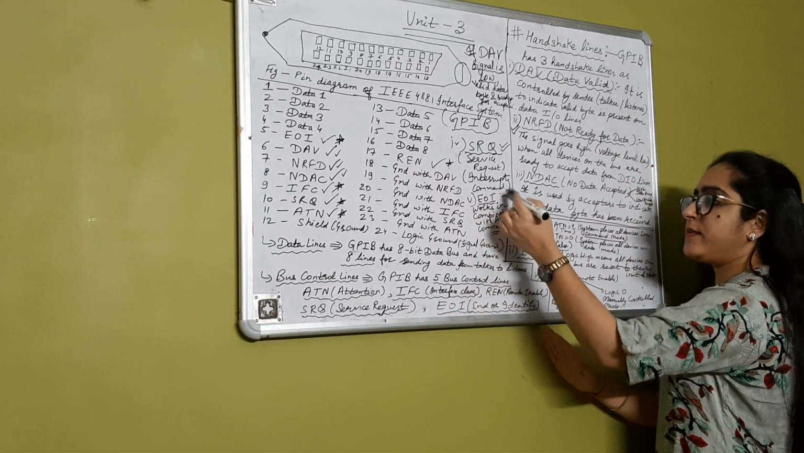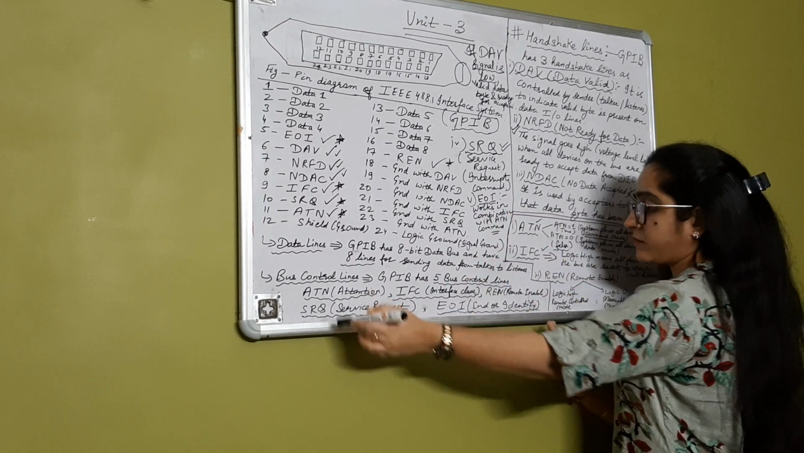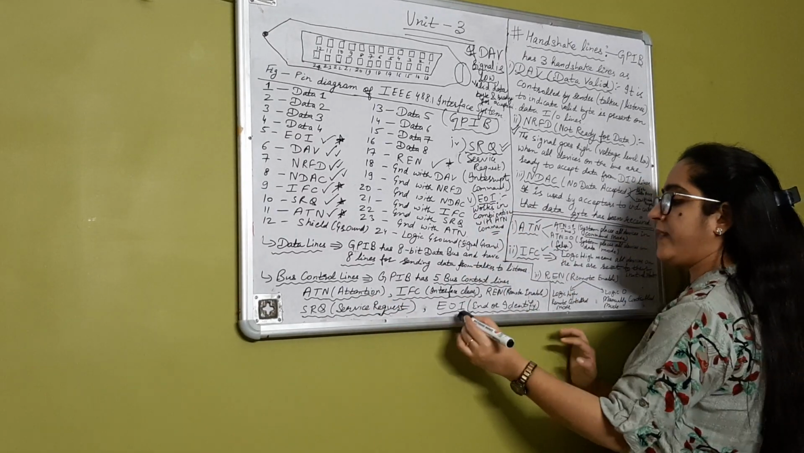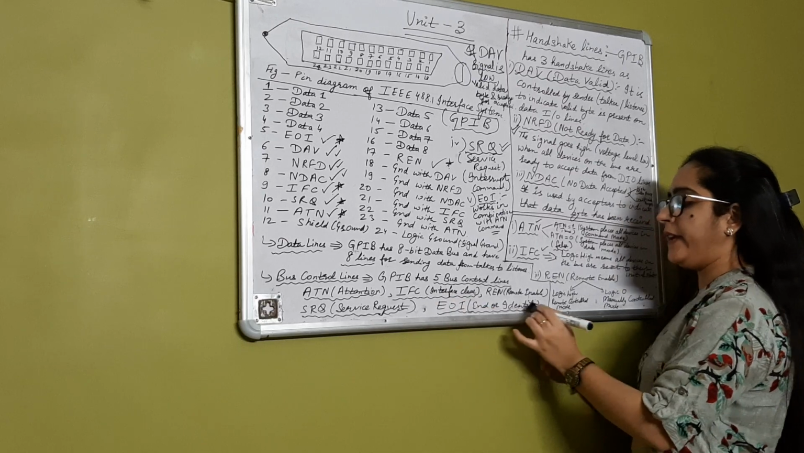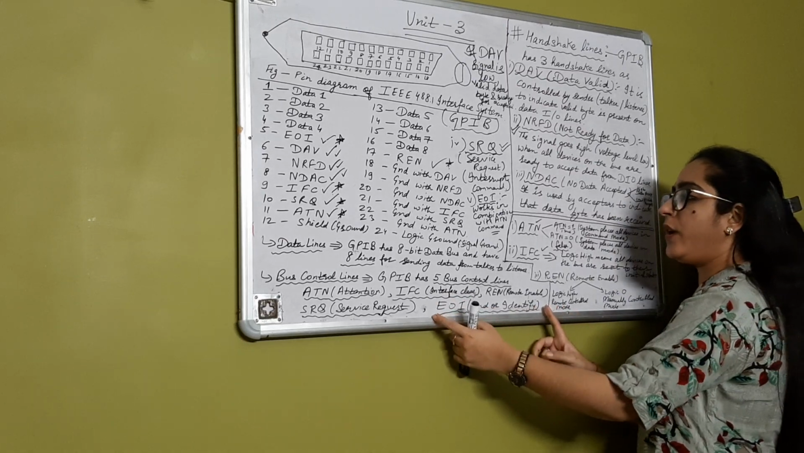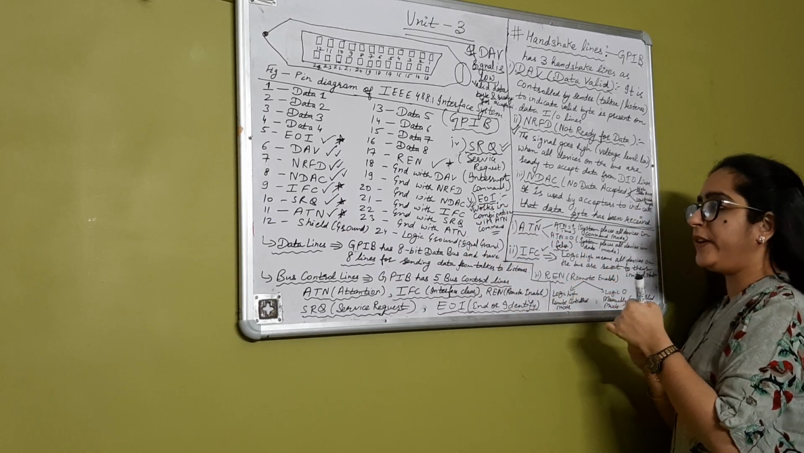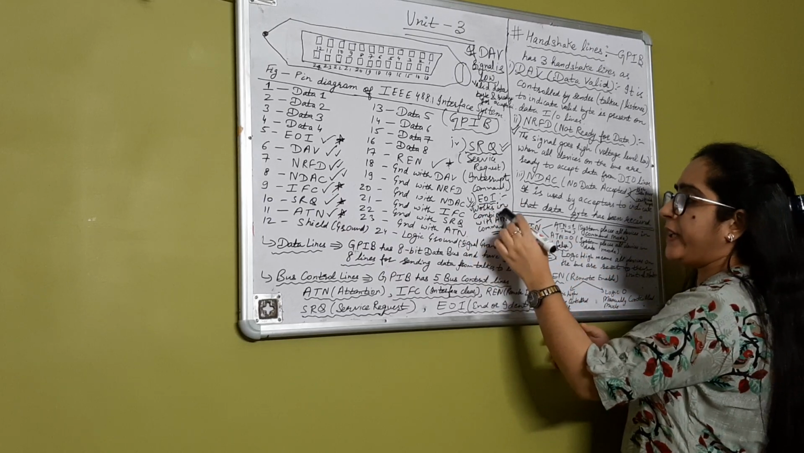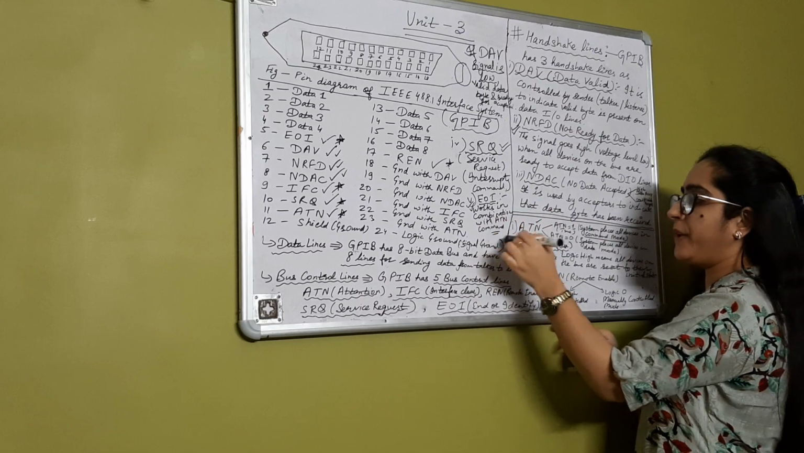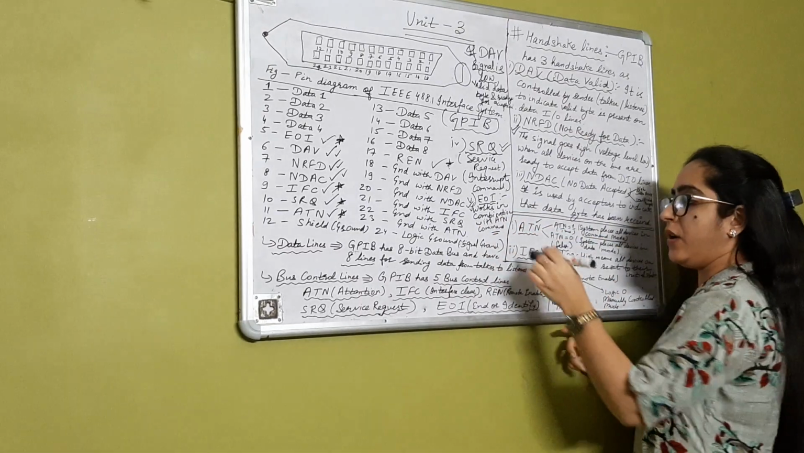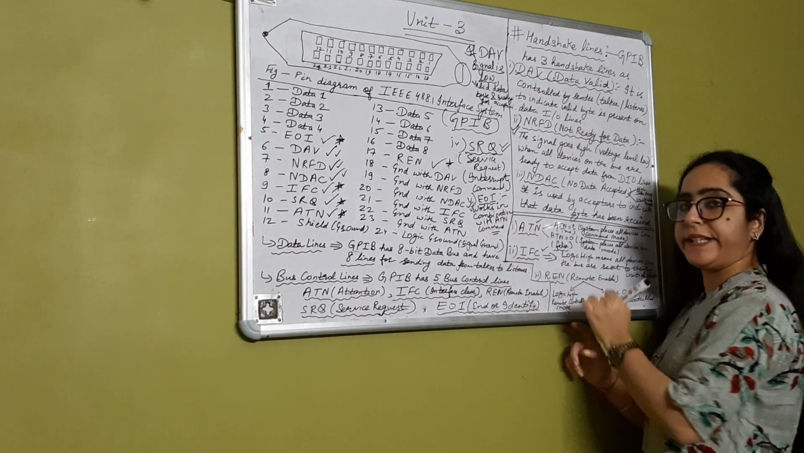Okay. So this is being operated by the listeners. Now next is your EOI, which is end or identify. Now EOI operation, this is your EOI. So EOI, end or identify operation works in combination with the ATN command. Okay, it works in sync with the ATN command.